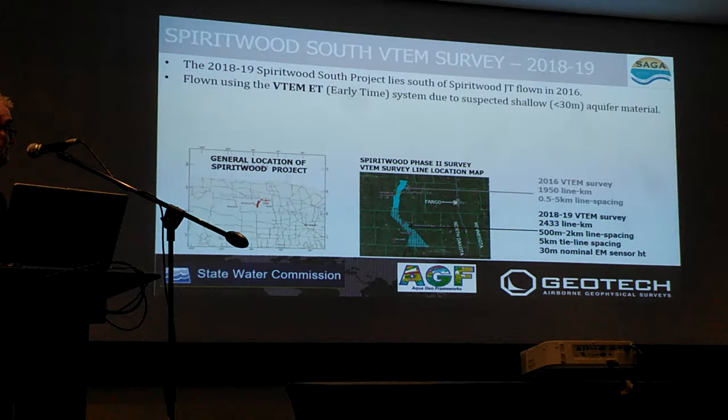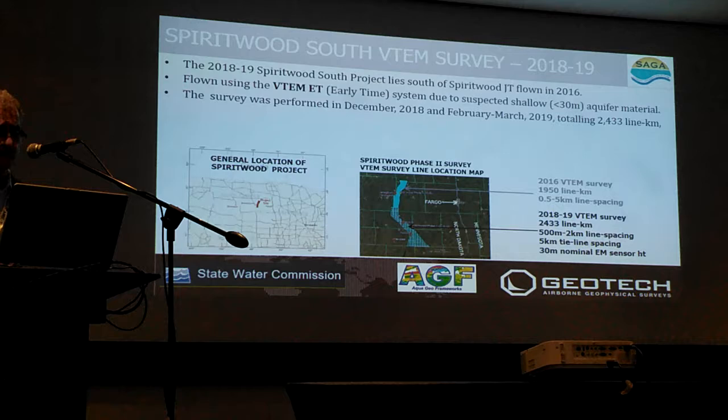We flew with the V10 ET system because they suspected shallower aquifer material. Previously, most of the aquifers were deeper. Here they thought they would be shallower, so they wanted the V10 ET system. We flew almost 2,400 kilometers in December and March.